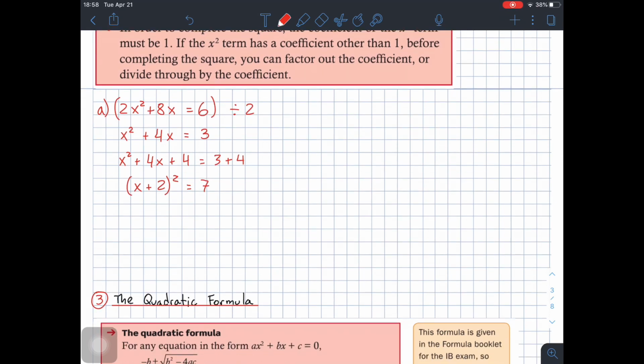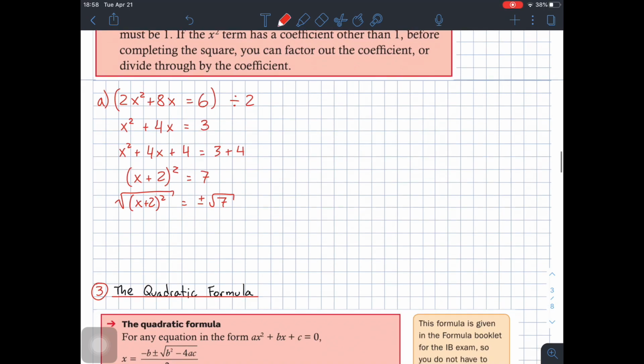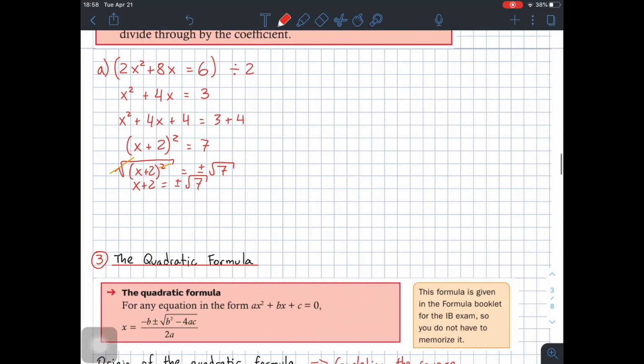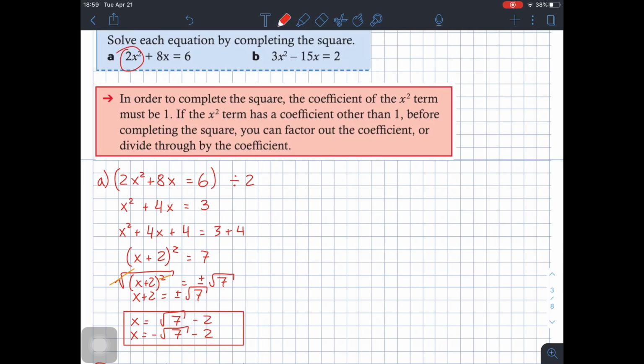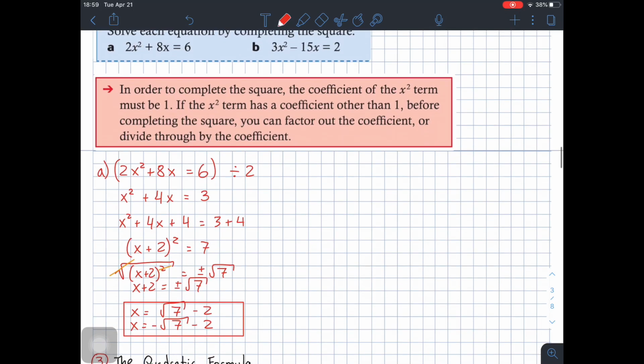So finally, if I take the square root on both sides, x plus 2 squared equals plus or minus root 7. We would get, on this side, the square root cancels out. So we will get x plus 2 equals plus or minus root 7. So the two possible values of x are positive root 7 minus 2, and the other is negative root 7 minus 2. This is how we solve by completing the square in this case, okay, where we have a coefficient in the x squared different from 1.